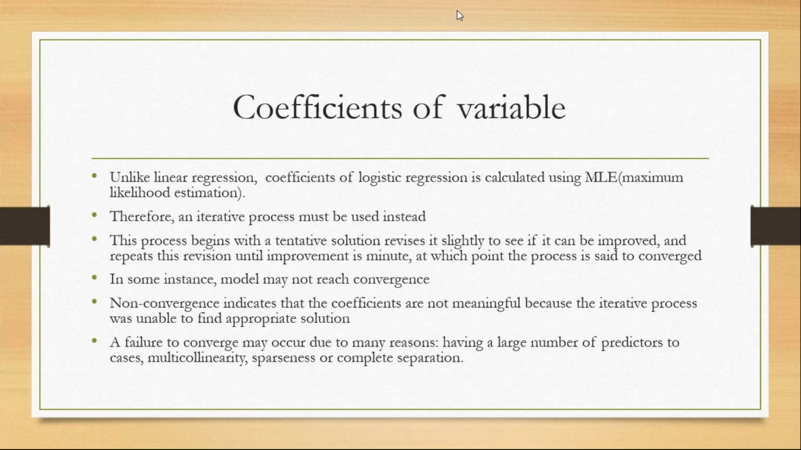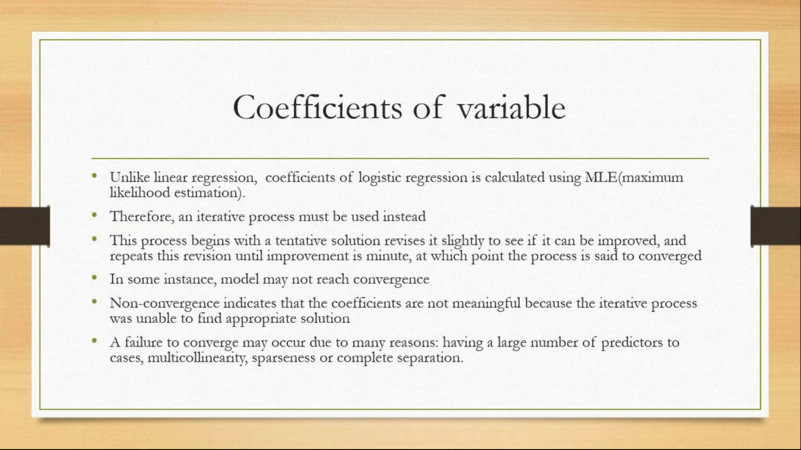As I have mentioned here, this process begins with a tentative solution, revises it slightly to see how it can be improved, and repeats until the improvement is minute, or there is no improvement at all. Like I said, when it has reached the bottom point, dy by dx will be almost equal to 0. When there is no scope for improvement, it becomes stagnant, and that point is taken as the value of beta.